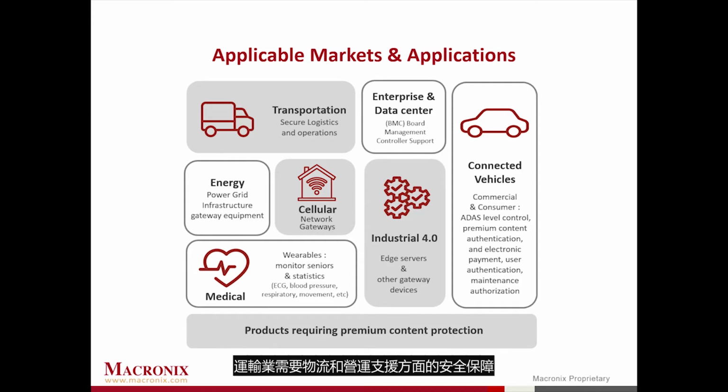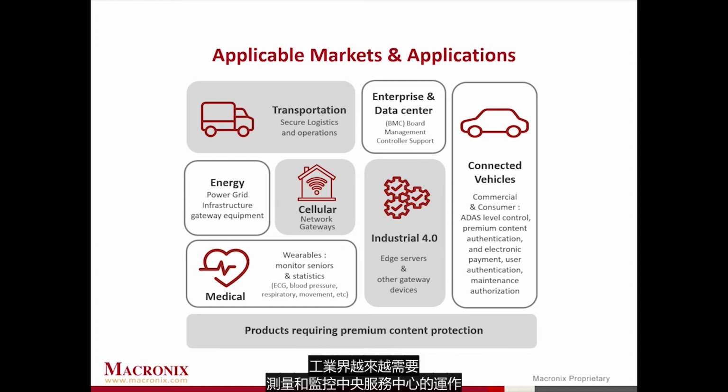Logistics and operation support needs to be secure for shipping industries. Industrial industries increasingly need to measure and monitor operations from central service centers. Enterprise and data centers need to protect against increasingly sophisticated attacks. Protecting the energy grid has become an important topic for some time and is a national security issue. Cellular networks have become critical systems to protect.